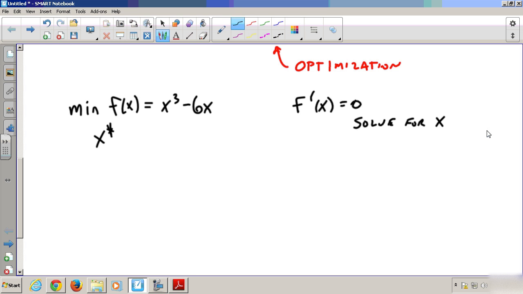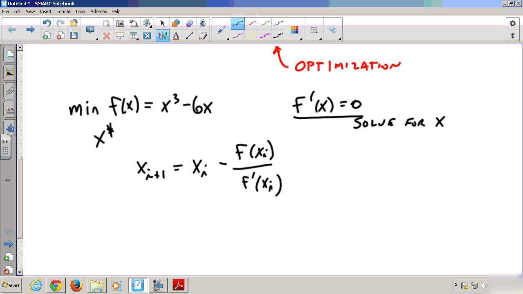Here's what we do with Newton's method. We're going to solve f of x equal to 0. So how do we do that? Well, remember what Newton-Raphson said. Newton-Raphson said this: x of i plus 1 is equal to x of i minus the function at x i divided by the derivative at x i, right? That's what we call Newton-Raphson. And that was to solve f of x equal to 0.